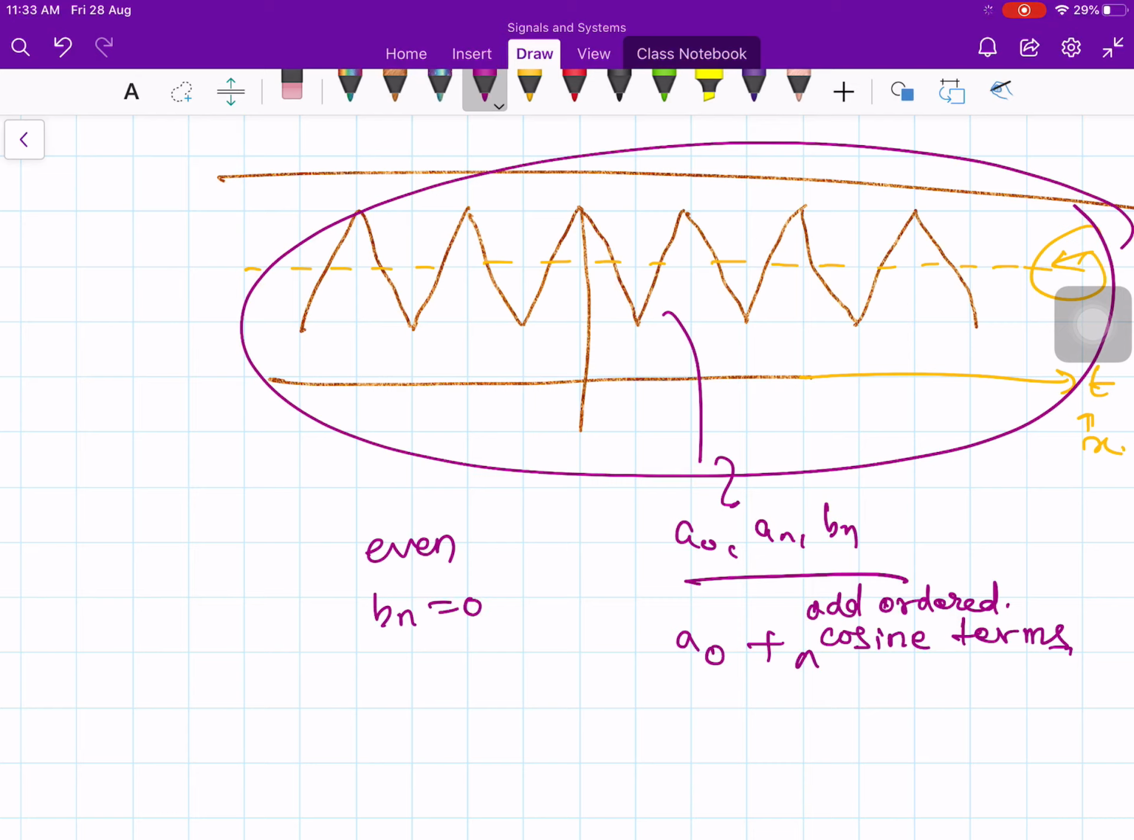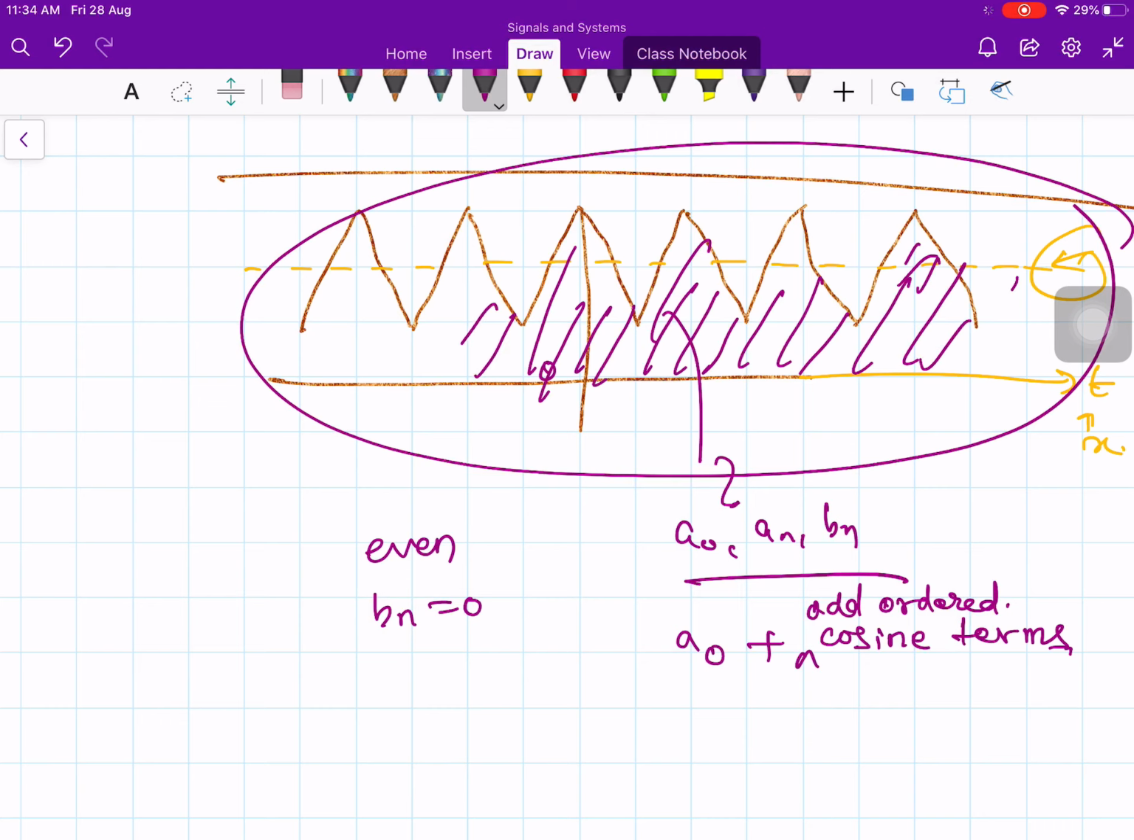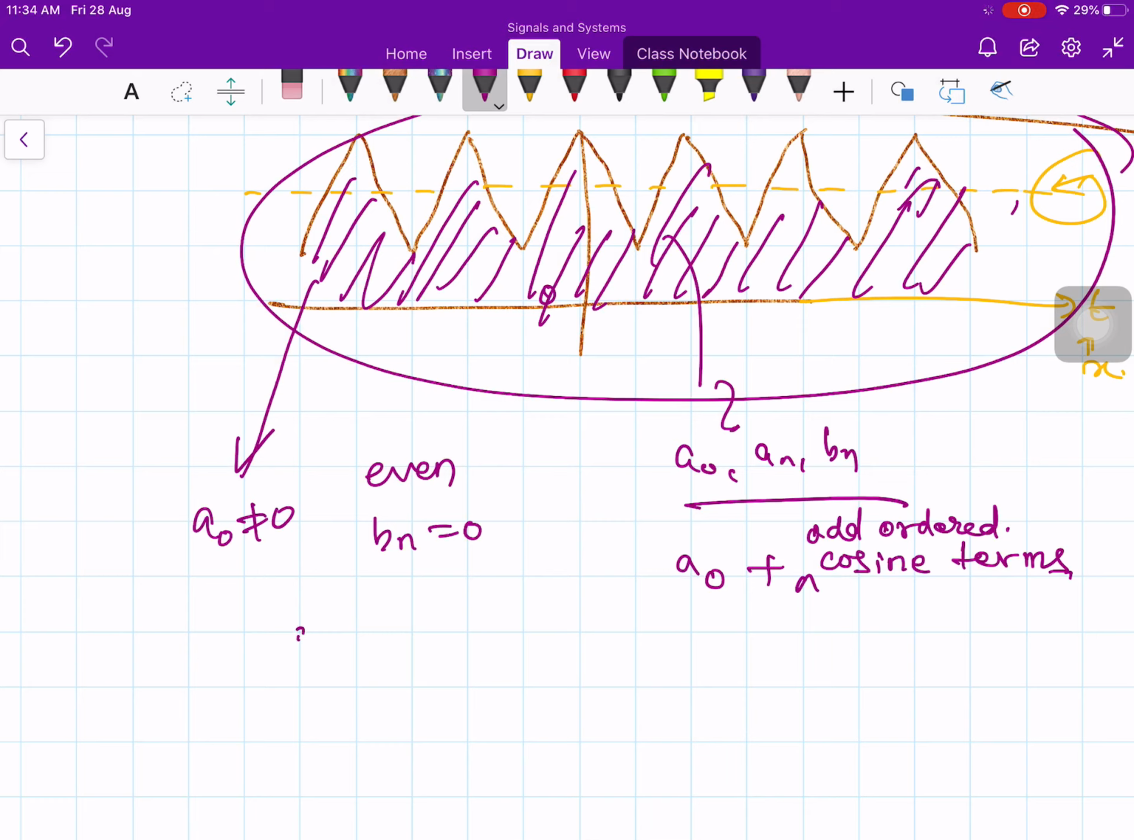Why? Because it is up from the 0 line, therefore it has the positive area. This is the area if we calculate. So the area is not 0 in this waveform. Therefore A naught is not equal to 0. And then again you can substitute An, like odd harmonics, because even harmonics will not be there. Whatever happens in the positive half cycle, the same thing happens in the negative half cycle. Therefore An is equal to odd ordered harmonics.